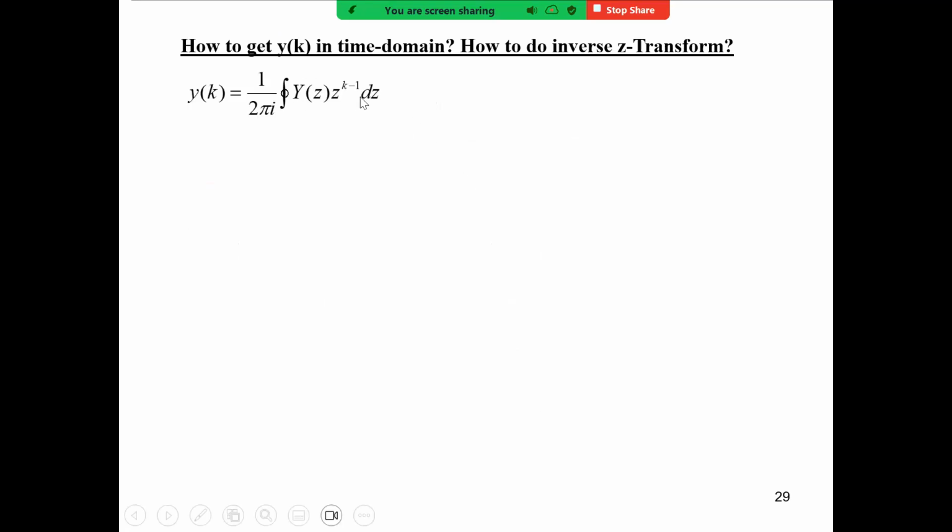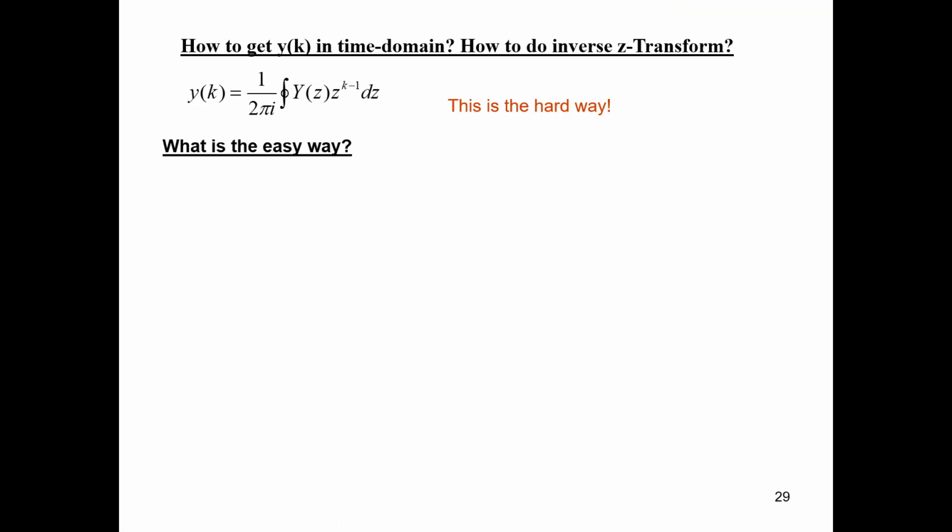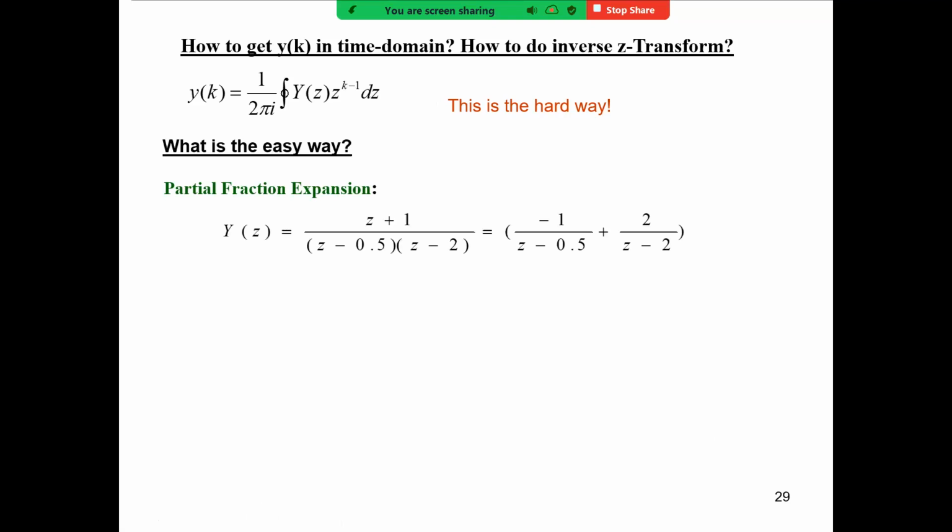Of course, we know there is a formula. Again, we don't use this integral, right? This is the hard way. Then we should use the Z transform table. But when we try to use the Z transform table, what should we do? We have to do the partial fraction expansion, right? To get the simple terms.